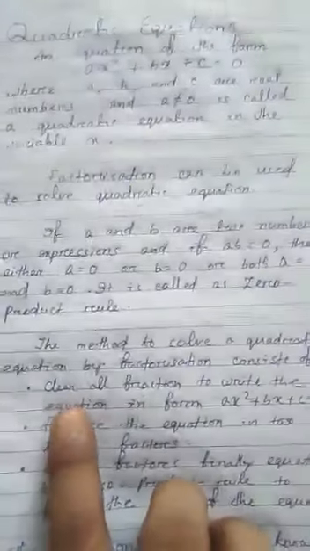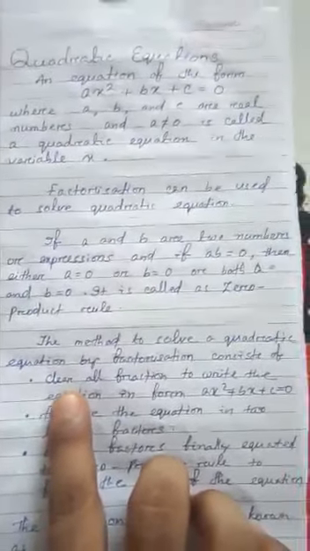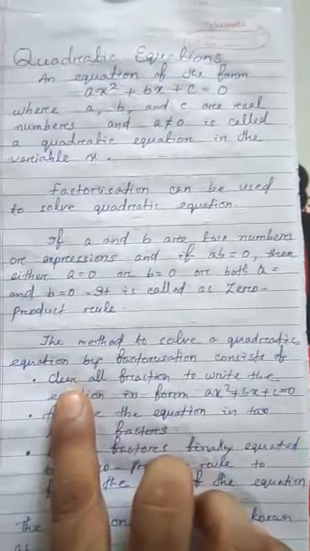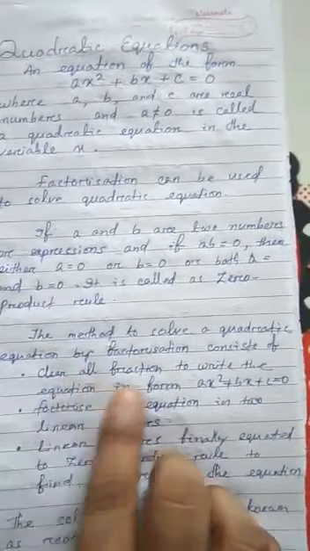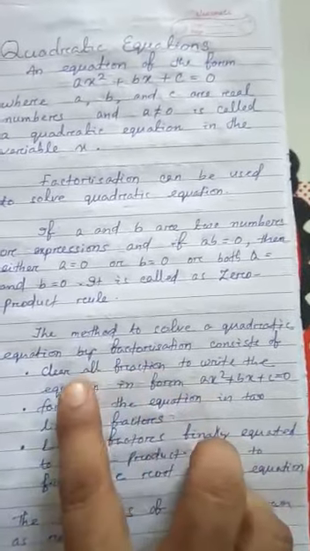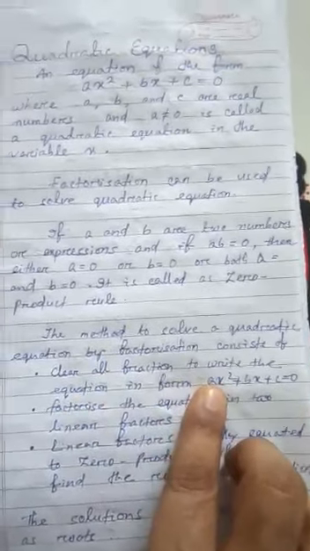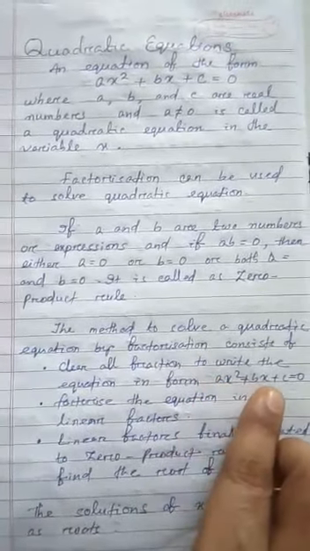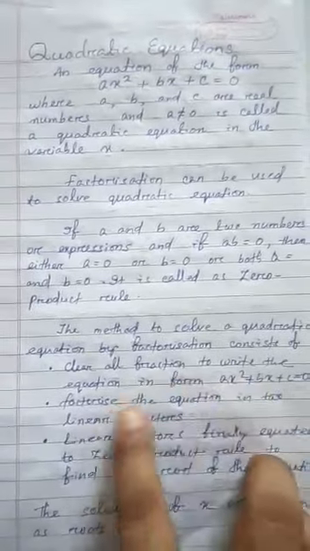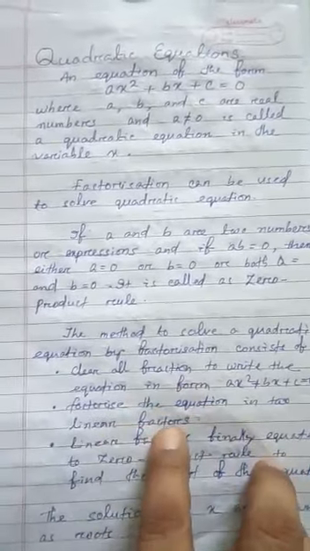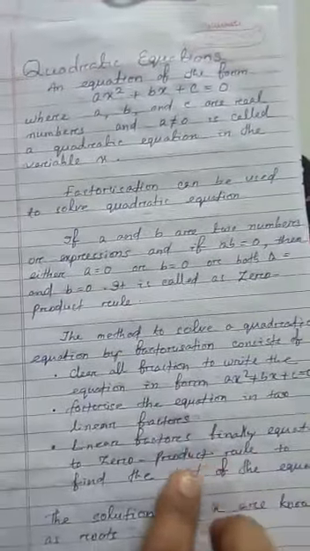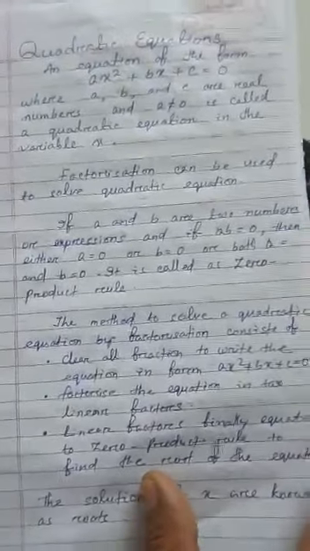In my previous video I already told you the steps to follow for the quadratic equation. First you have to reduce it to the quadratic format. Clear all the fractions and write the equation in the form ax square plus bx plus c. Then factorize into linear factors. Then go for the equating zero rule and solve the equation.